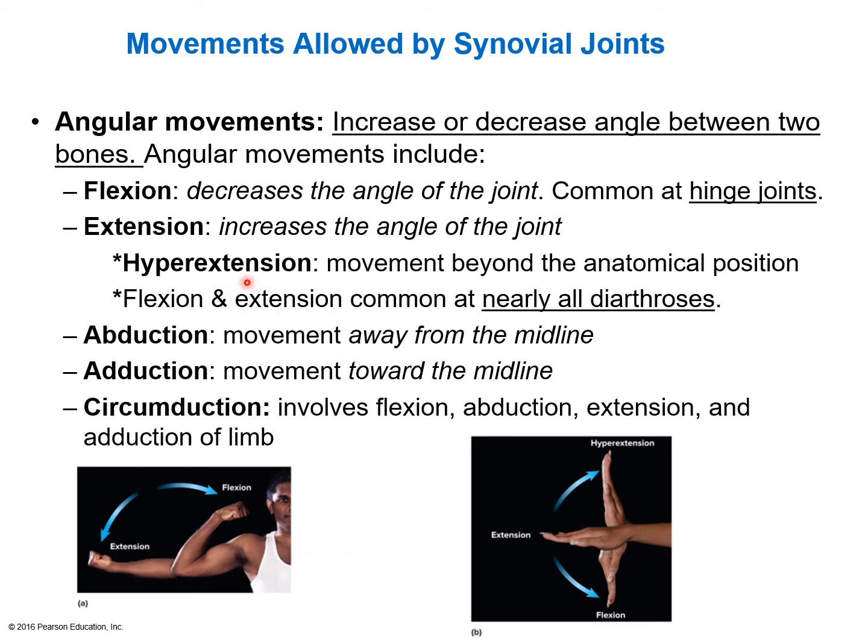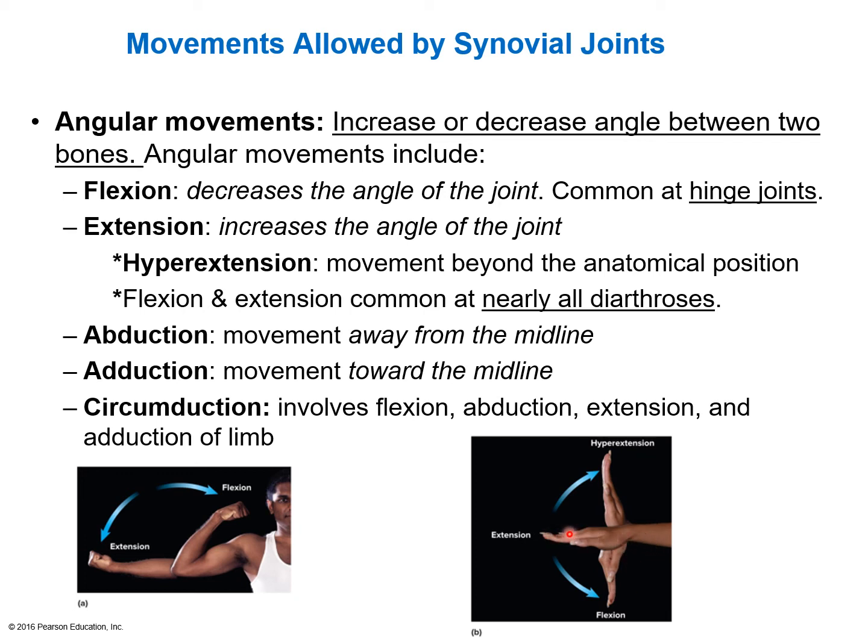Now, a special type of movement called hyperextension. This is a movement beyond the anatomical position, and some synovial joints, you can see this as a normal action, hyperextension. One example of that would be down here at the wrist. Okay, so at the wrist joint.